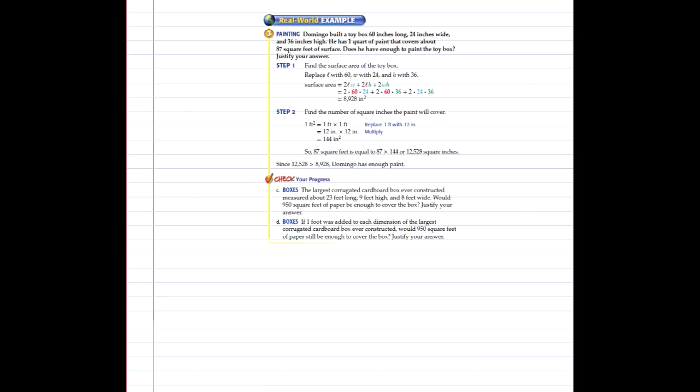The number of square inches the paint will cover, if it's 87 square feet, it's 1 foot by 1 foot, which gives us 144 square inches. So 87 square feet is equal to 87 times 144 square inches, which is 12,528 square inches, which is more than enough for Domingo to cover the toy box with paint.